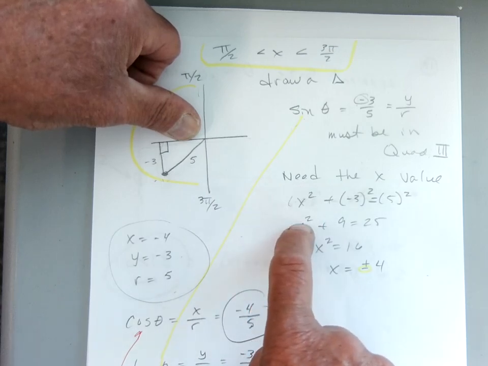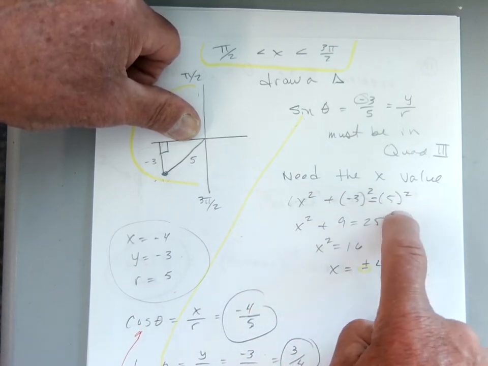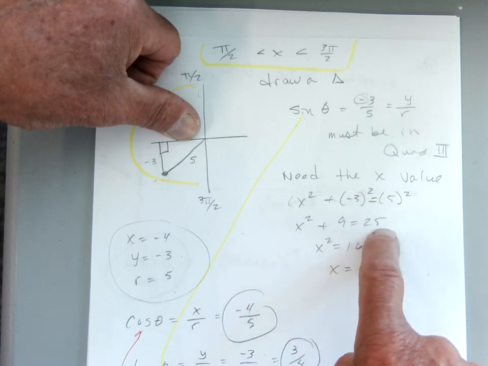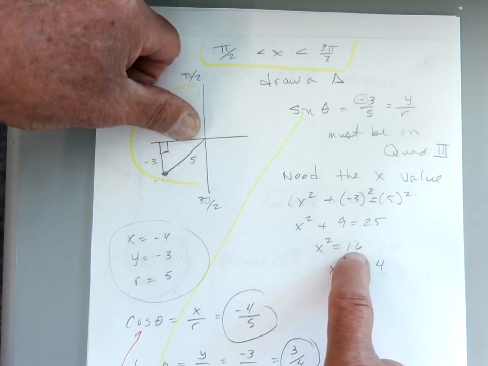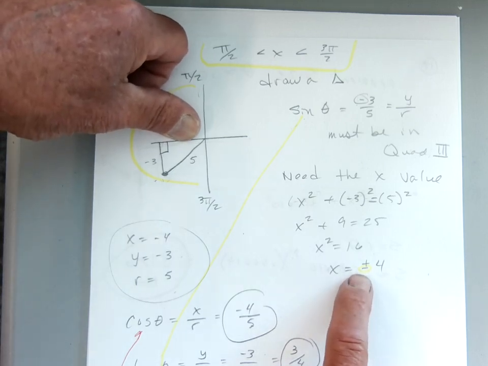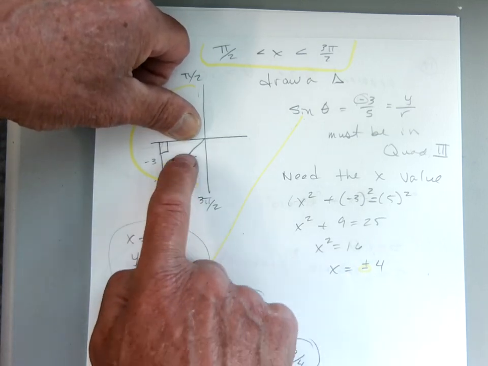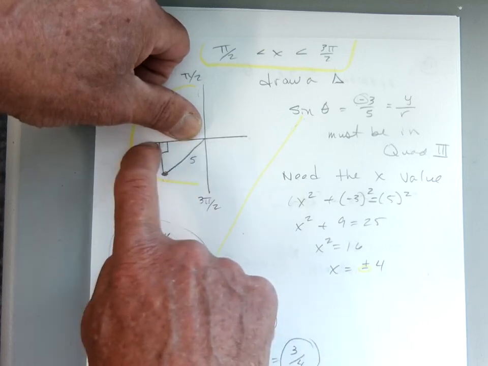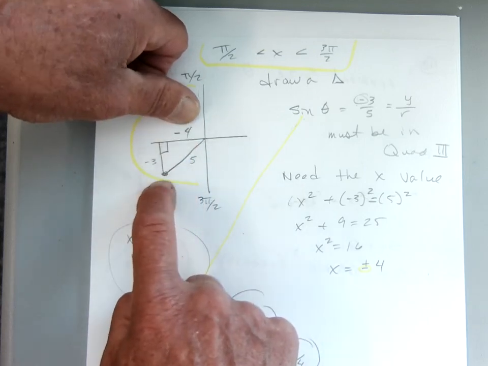Well, then I needed to find the x value, and I just used Pythagorean's theorem. X squared plus y squared equals r squared. X squared plus 9 equals 25. X squared equals 16. I took the square root of 16. It's either plus or minus 4. Well, which one is it? Well, it's got to be -4, because to graph this, you go back 4, then down 3, so it has to be -4.